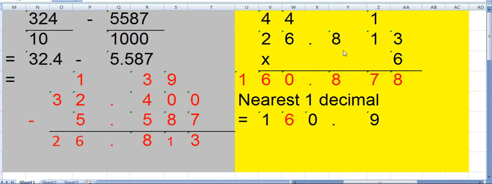But we are again asked to round to the nearest 1 decimal place. 1 decimal place means after the point only one number. Now this number should be 8 or 9. If the second number is less than 5, then this number remains 8 only. If this number is greater than 5, then this number changes one more. It becomes 9. So answer is 160.9.